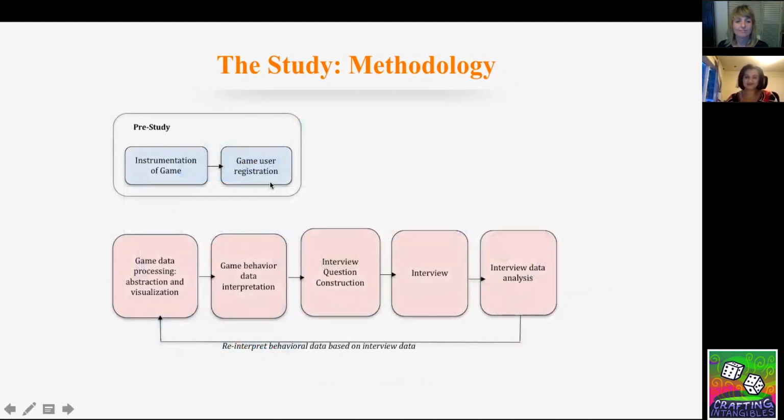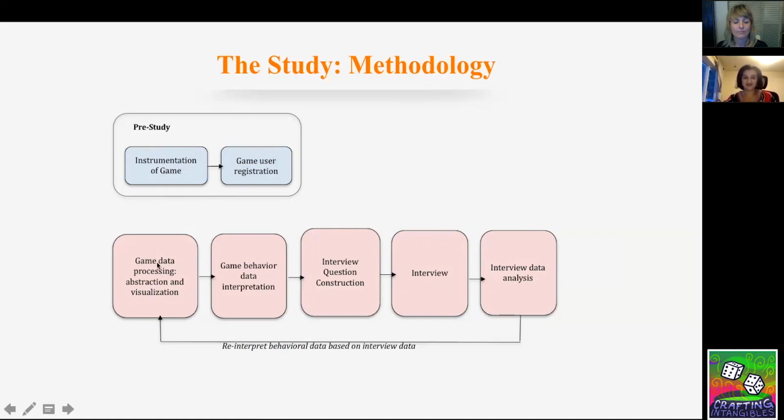But the idea, and how we embedded that inside the process, was that in the very beginning, before the game was deployed, we would instrument the game and then have the user register so that you will have a user ID. And the user ID is what tags all the data. So there is no personal information kept.